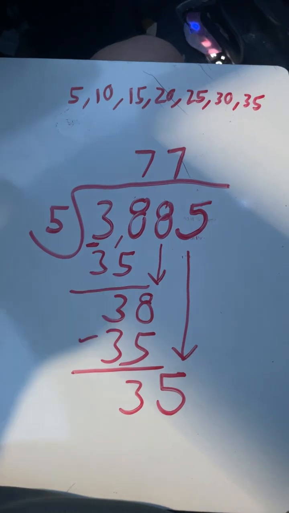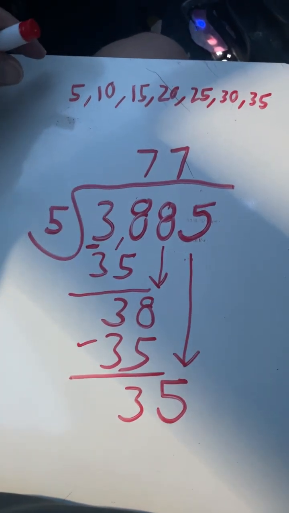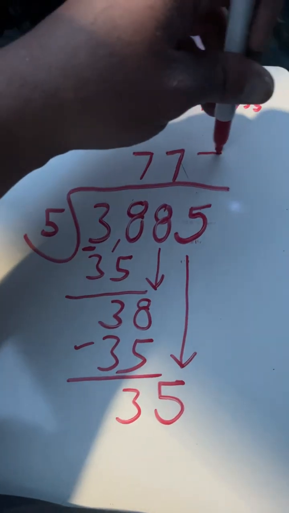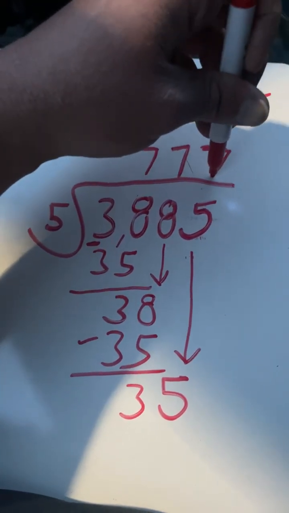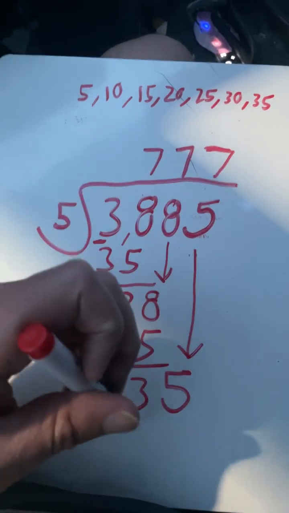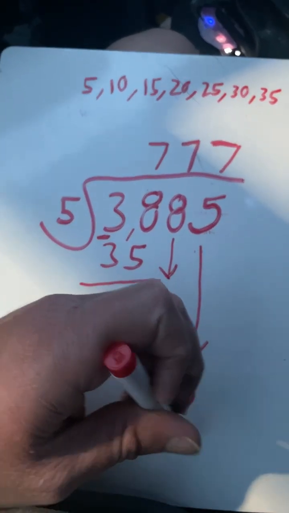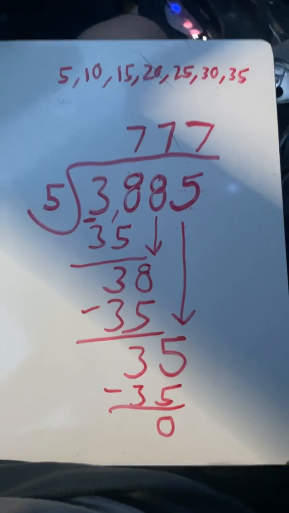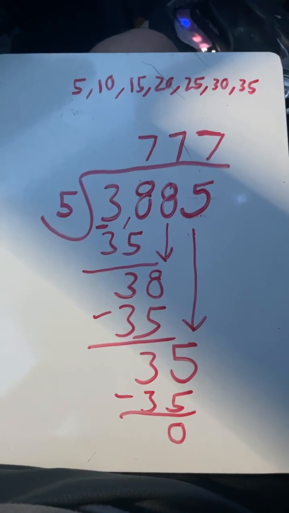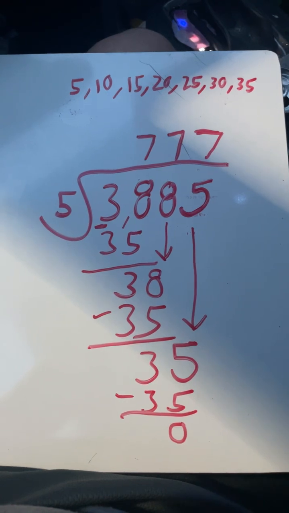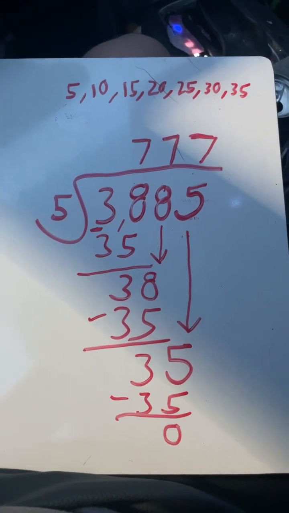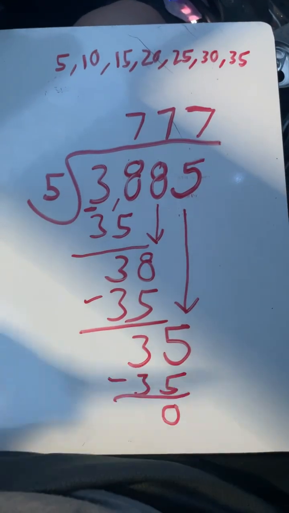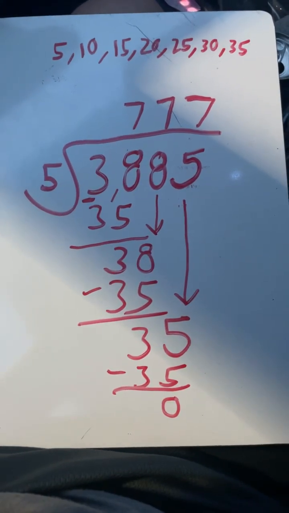5 goes into 35. And that's what you call a little ironic. Again, 7 times. Pretty simple math for this second example. And 35 minus 35 equals 0. There is no remainder. So that is my final answer. 3,885 divided by 5 equals 777.